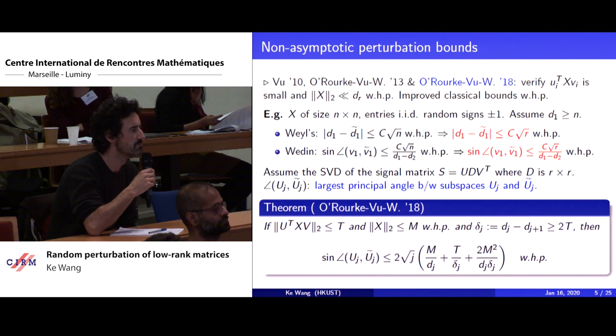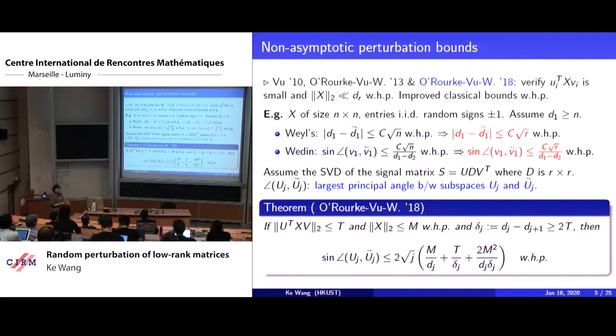You mean when there are multiple eigenvalues? Yes, I mean for the individual singular vectors. Yeah, this also applies to that case, but if you want to control the angle between u_j and û_j, the singular vectors, you need d_j to be separated from all the others. We have a version of that. Yeah, actually a singular subspace is more stable than the individual singular vectors. Okay, thank you.